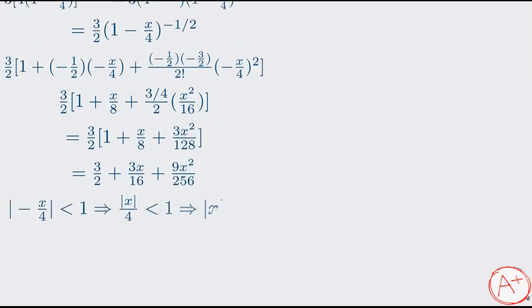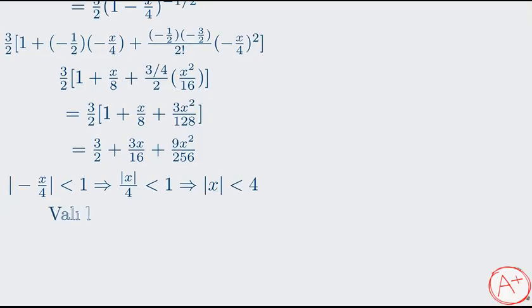Finally, the range of validity. We check the absolute value of the term we substituted. The expansion is valid for x between negative 4 and 4.